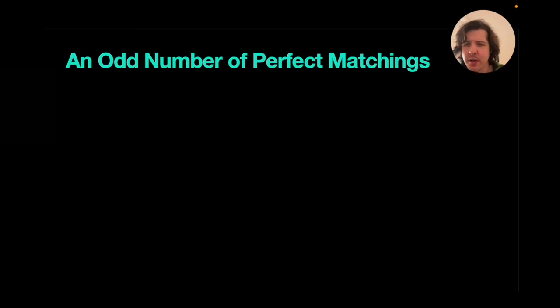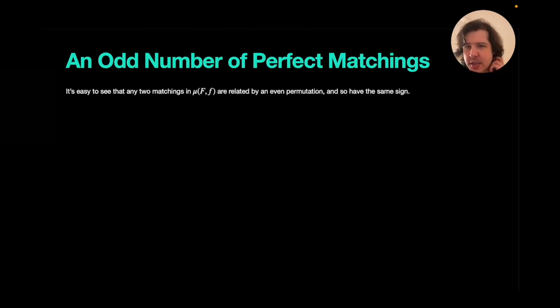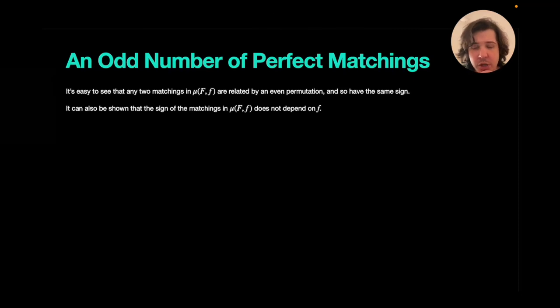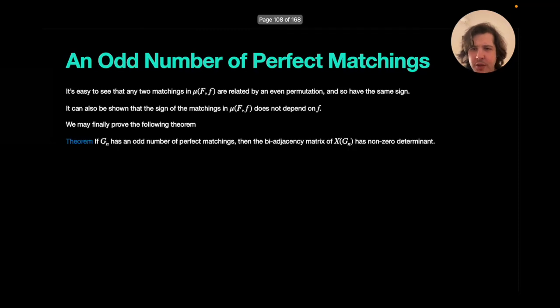And before we do that, we need to make a few observations. Firstly, it's easy to see that for any 2 matchings in mu_{F,f}, they're related by an even permutation and so have the same sign. It can also be shown, with considerably more work, that the sign in fact doesn't depend on f. If we swap out f, and I'm talking about small f here, we always get that all the perfect matchings in that family have the same sign. And so now we're ready to prove the theorem.